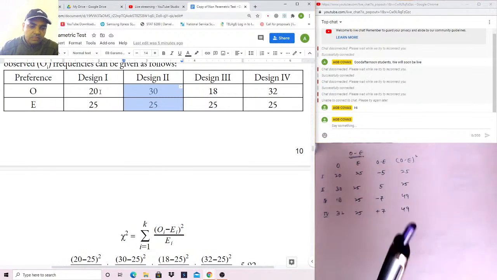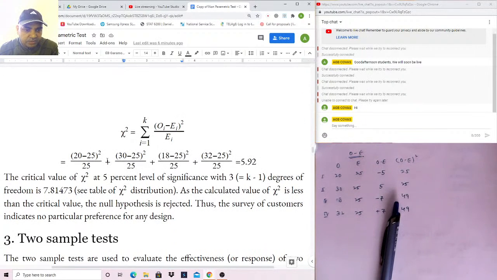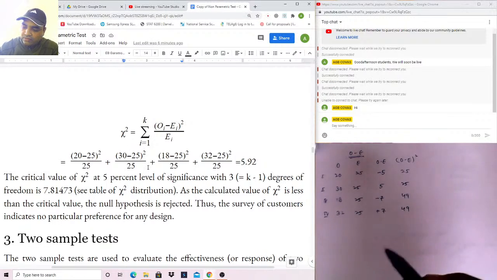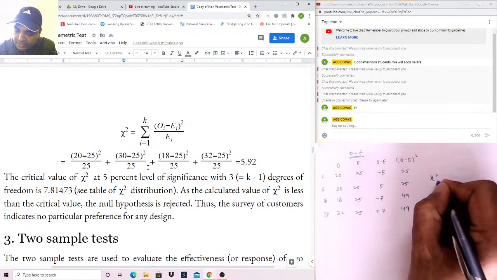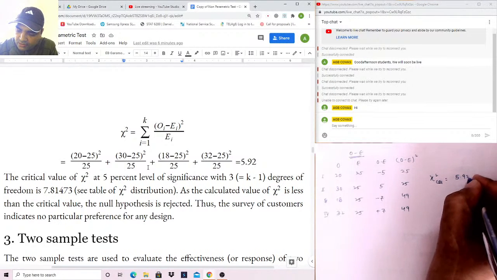So now these values, this is what I have done here, that is 20 minus 25 whole square divided by expected frequency, 30 minus 25 whole square divided by expected frequency. For all these values, the chi-square calculated value came out to be 5.92.